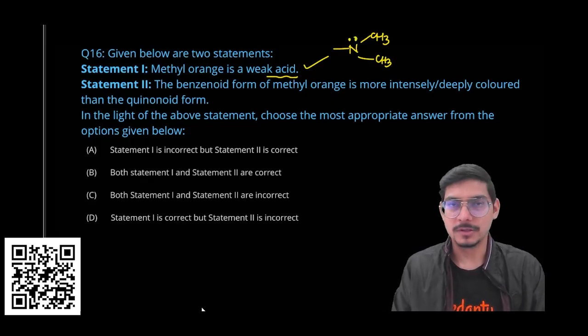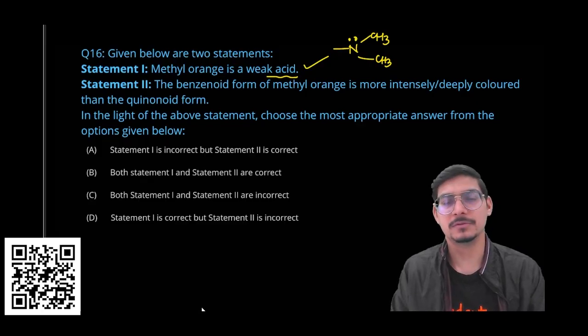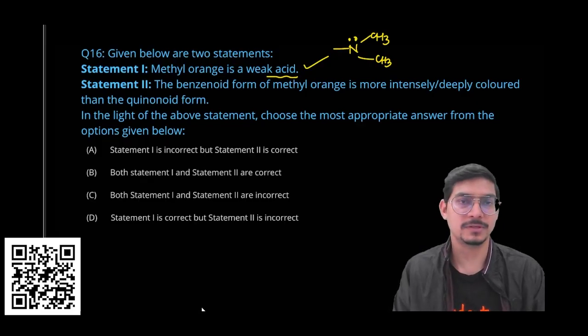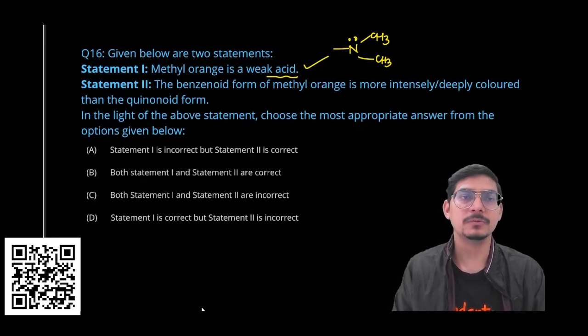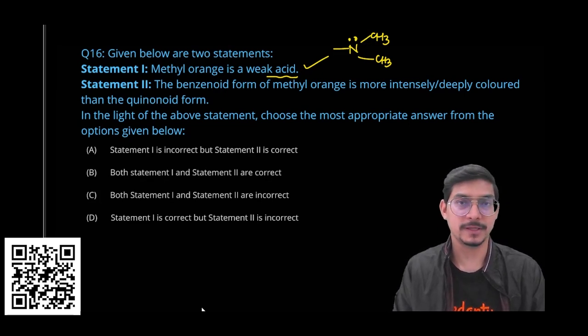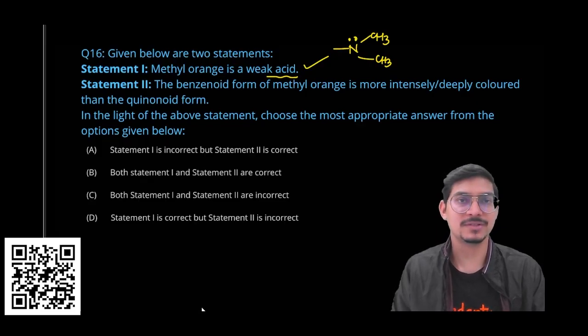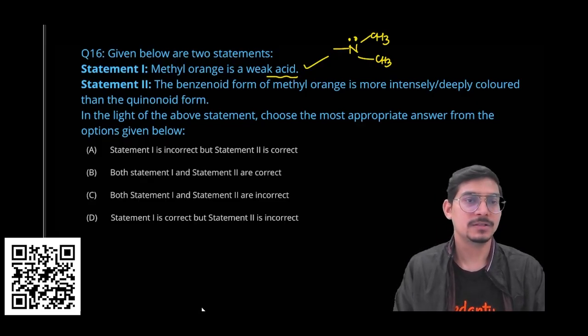But in modern analytical chemistry, an indicator's behavior is described based on the equilibrium that it establishes in a titration, and there methyl orange is considered a weak acid. So statement 1 is correct. So statement 2 says that the benzenoid form of methyl orange is more intensely or deeply colored than the quinonoid form. This is incorrect. Actually, it is the quinonoid form, which is red, that is more intensely colored than the benzenoid form, which is yellow. So statement 2 is incorrect. So statement 1 is correct, but statement 2 is incorrect.